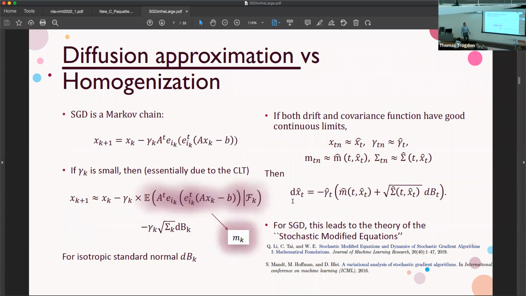And you can actually make good on this type of analysis, and people have done this for SGD in quite great generality. So there's a nice theory that goes by the name stochastic modified equations, where you take SGD in more generality than I'm presenting, and you basically do this computation, and then you try to make rigorous comparisons between the behavior of SGD and the corresponding SDEs.